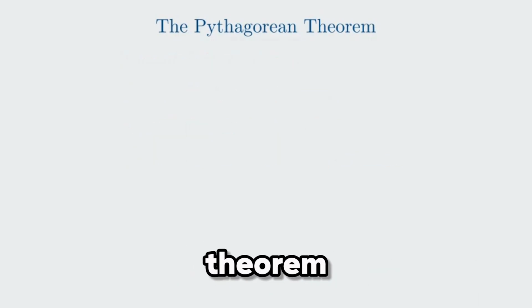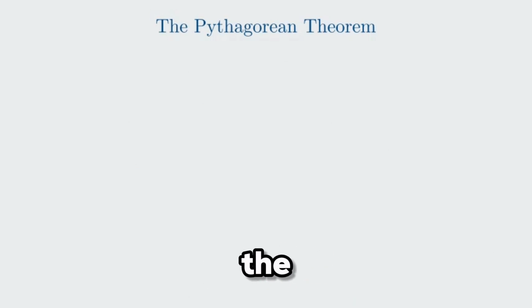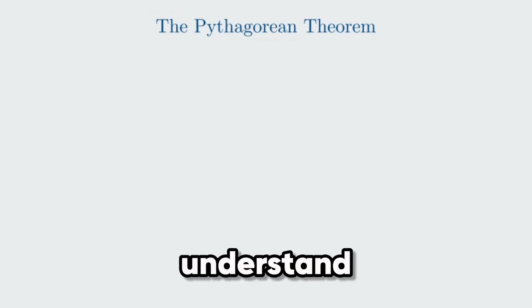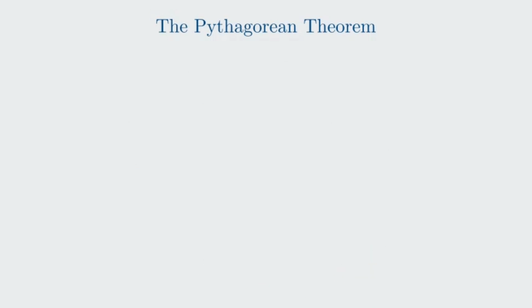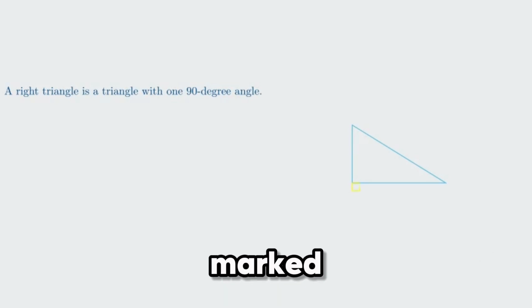The Pythagorean Theorem is a fundamental principle that connects the side lengths of a specific type of triangle. But before we get to the theorem itself, let's make sure we understand this special triangle. So what kind of triangle do we need for the Pythagorean theorem? It's called a right-angled triangle, or simply a right triangle. A right triangle is a triangle that has one angle that measures exactly 90 degrees. This special angle is usually marked with a little square like this. It tells you immediately that this is a right triangle.